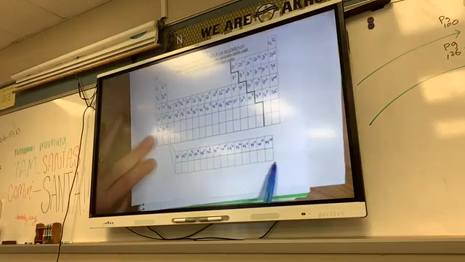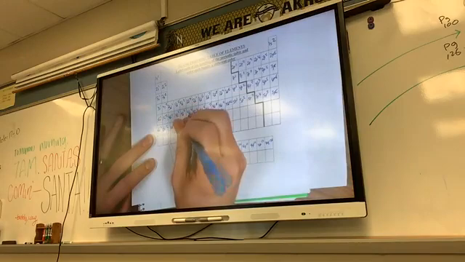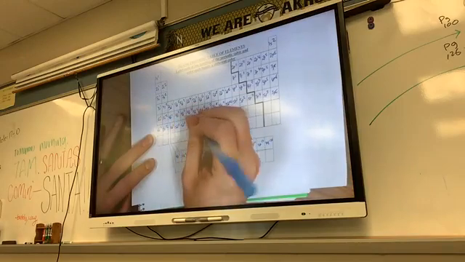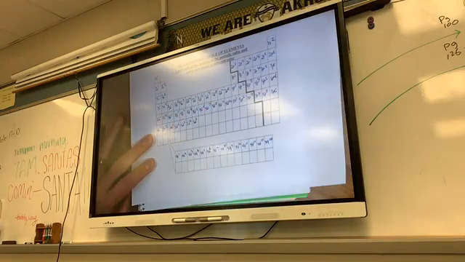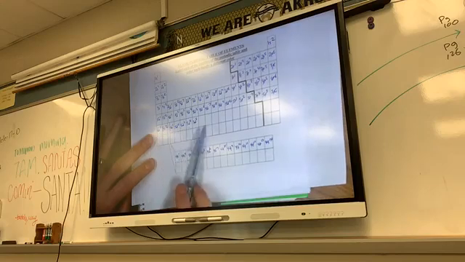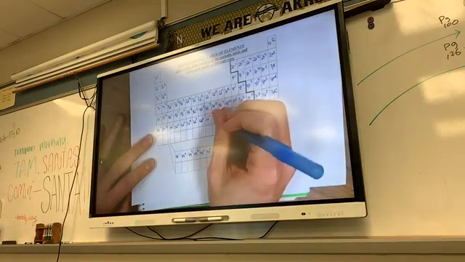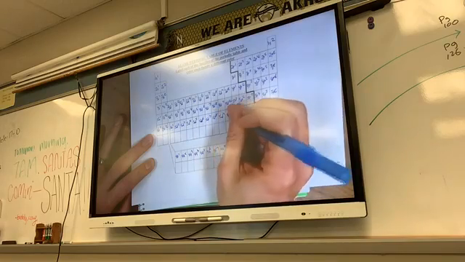4f14. Then I go back up here to my 5d's. 5d1, 5d2, 5d3, 5d4. Because 6s, the d's always trail by 1. Oh, yeah. d's always trail by 1. 5d6, 5d7, 5d8, 5d9, 5d10.